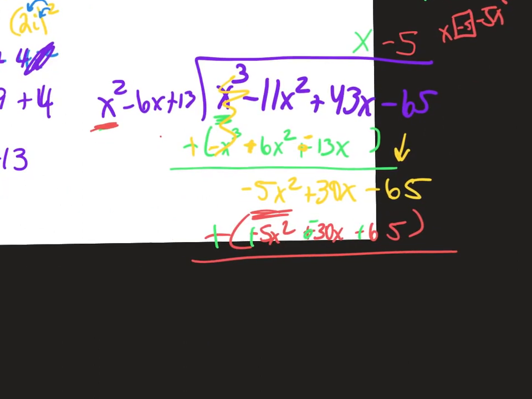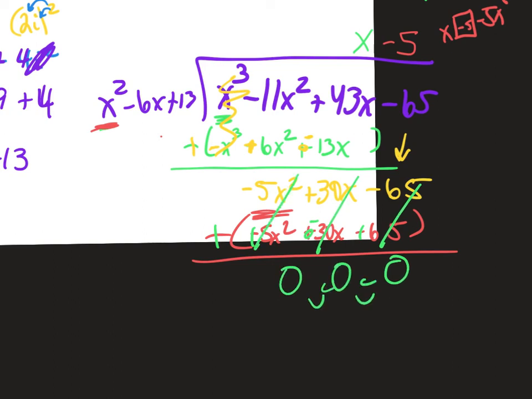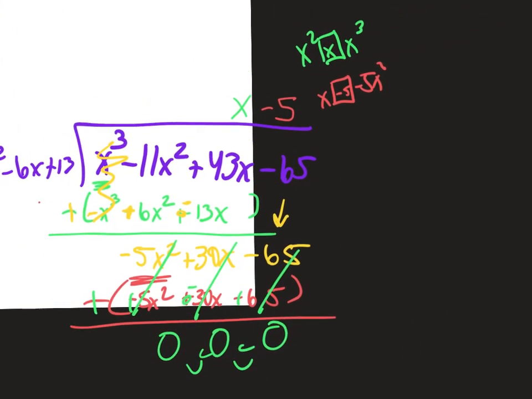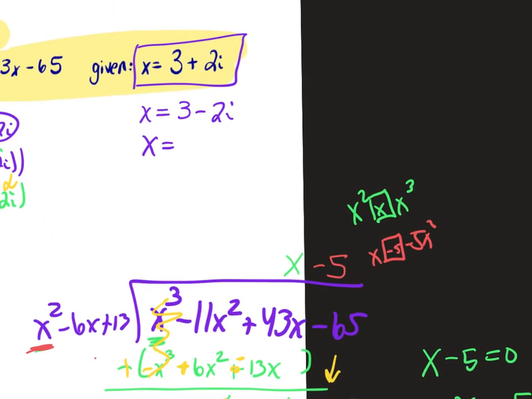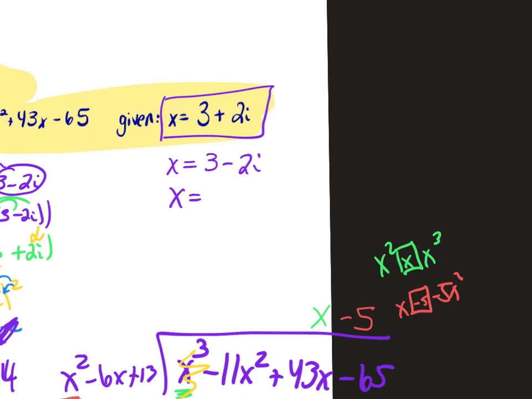And we have negative 65 and positive 65 is 0. Positive 30x, negative 30x is 0. Negative 5x squared, positive 5x squared is 0. So we're left with x minus 5. We set that equal to 0, and we find out that x equals positive 5. So your three answers should be x equals 3 plus 2i, x equals 3 minus 2i, and x equals 5.